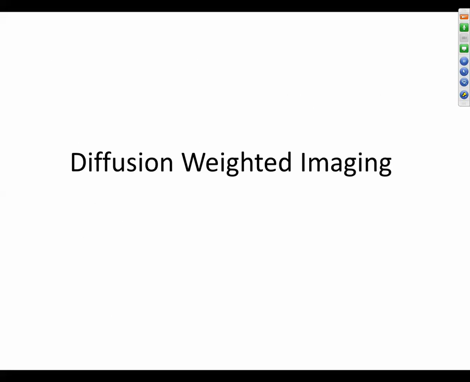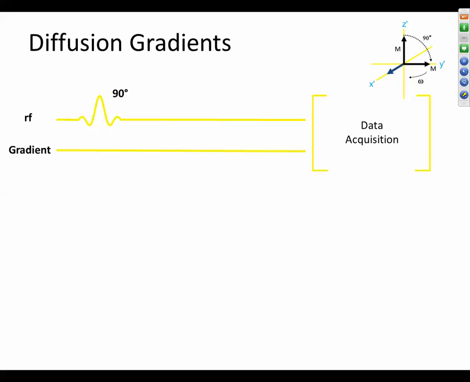Okay, now we look at diffusion weighted imaging. First, look at the sequence design. This is an excitation pulse, and this is the acquisition. Between these two parts, we want to apply a magnetic field gradient. Like this, it can be positive or negative.